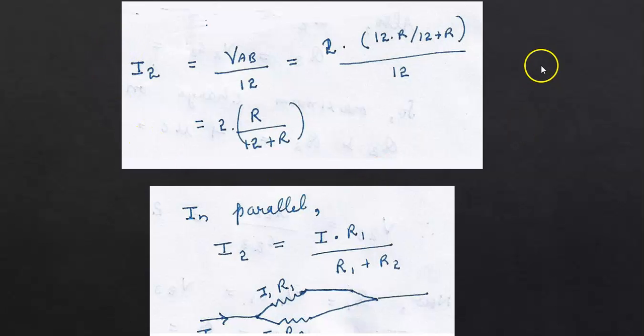The simplification of I2 is given here. You can remember a short trick: whenever there are two branches in parallel, the current in the second branch is equal to the product of total current and the resistance in the first branch, divided by the sum of the two resistances. This trick will be very useful in solving many numericals.